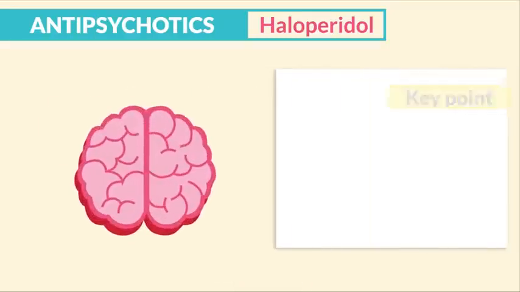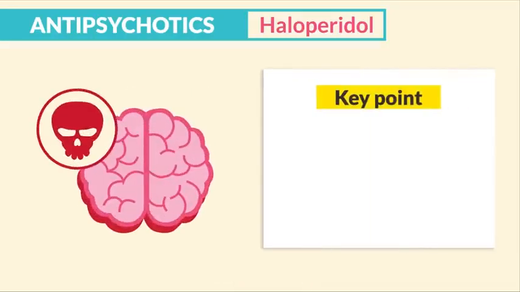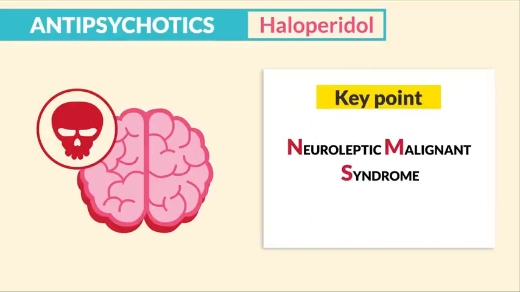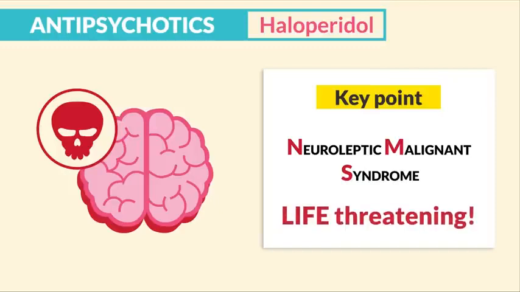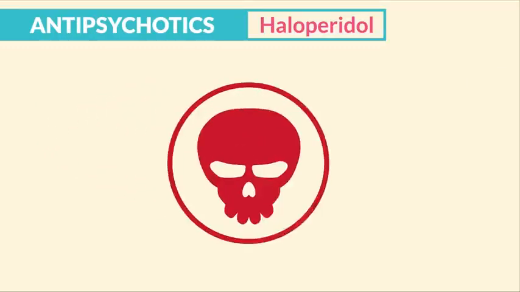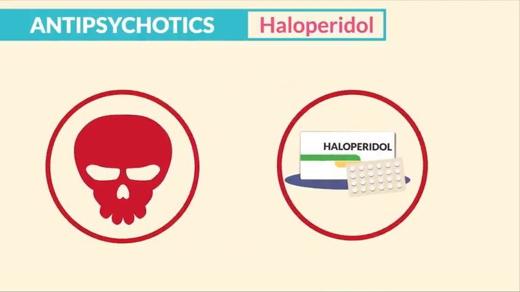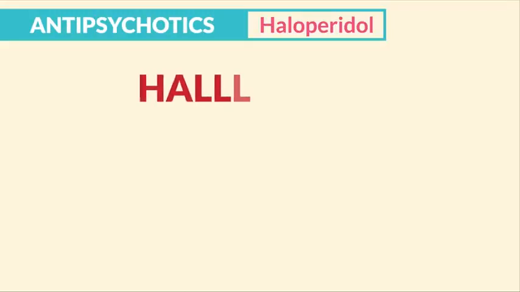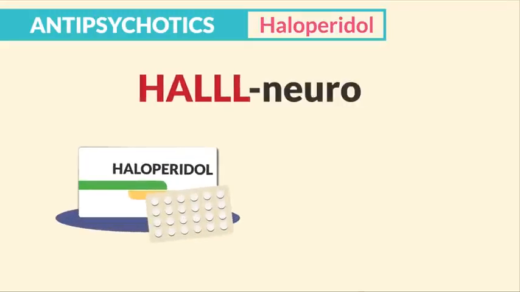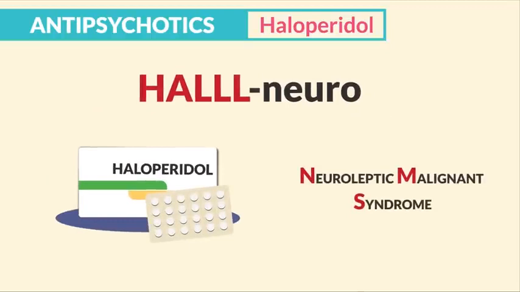Now, the big key point here and the killer adverse effect, write this down: NMS, neuroleptic malignant syndrome. Now, guys, this is a huge life-threatening condition. Basically, it's a potential life-threatening reaction most often seen with typical antipsychotics like haloperidol. So think HAL-neuro for haloperidol and neuroleptic malignant syndrome.